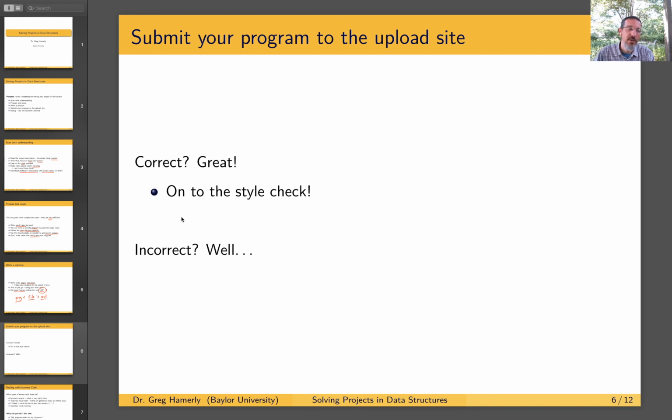Then it's on to the style check, and I'll talk more about that in a second. Style check is where I just check your code to make sure it follows proper style. But let's suppose that your code did not pass the robot's test cases. If it's incorrect, what do you do?